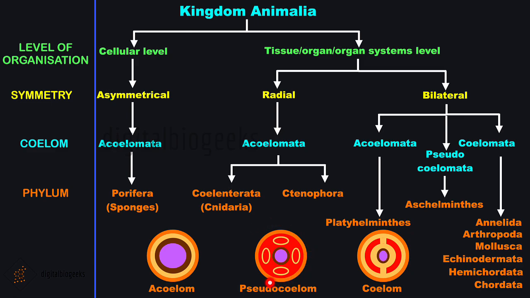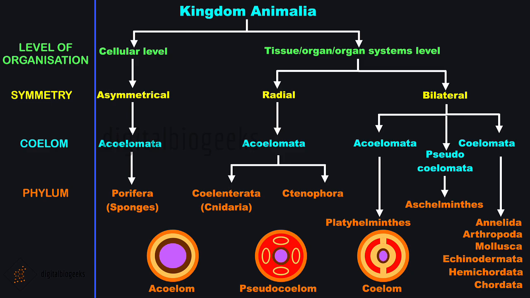Pseudocoelomate animals are those where the coelom or body cavity is not lined by mesoderm cells. This second layer is the mesoderm cell. Here this body cavity, this red one, is not lined by mesoderm cells. Instead, mesoderm is found scattered in pouches between ectoderm and endoderm. Such a body cavity is called pseudocoelom and those animals are called pseudocoelomates. Aschelminthes are examples of pseudocoelomate animals.